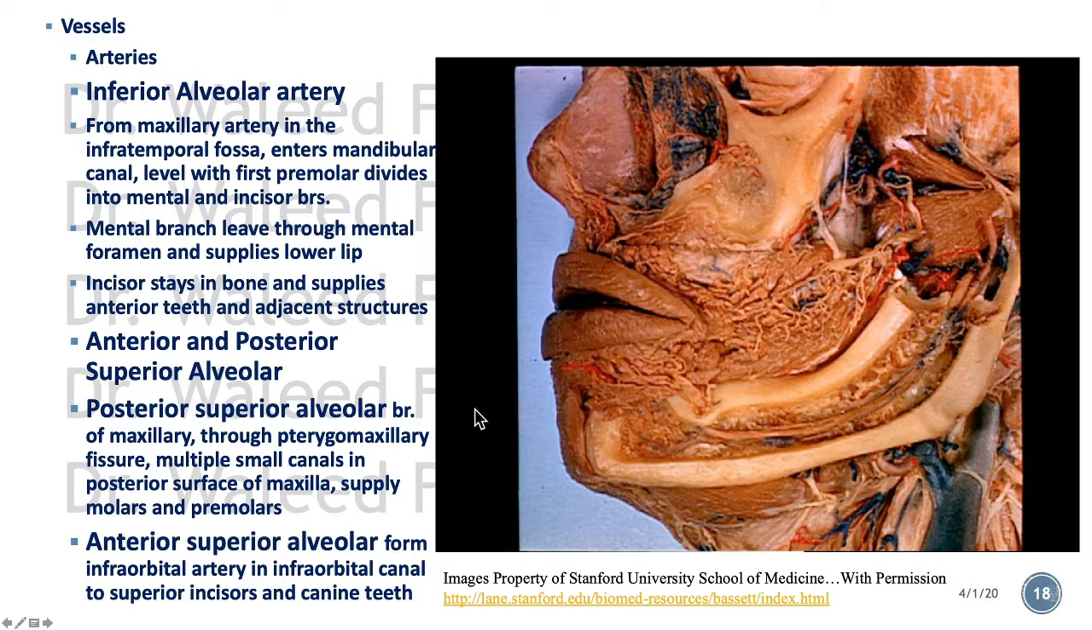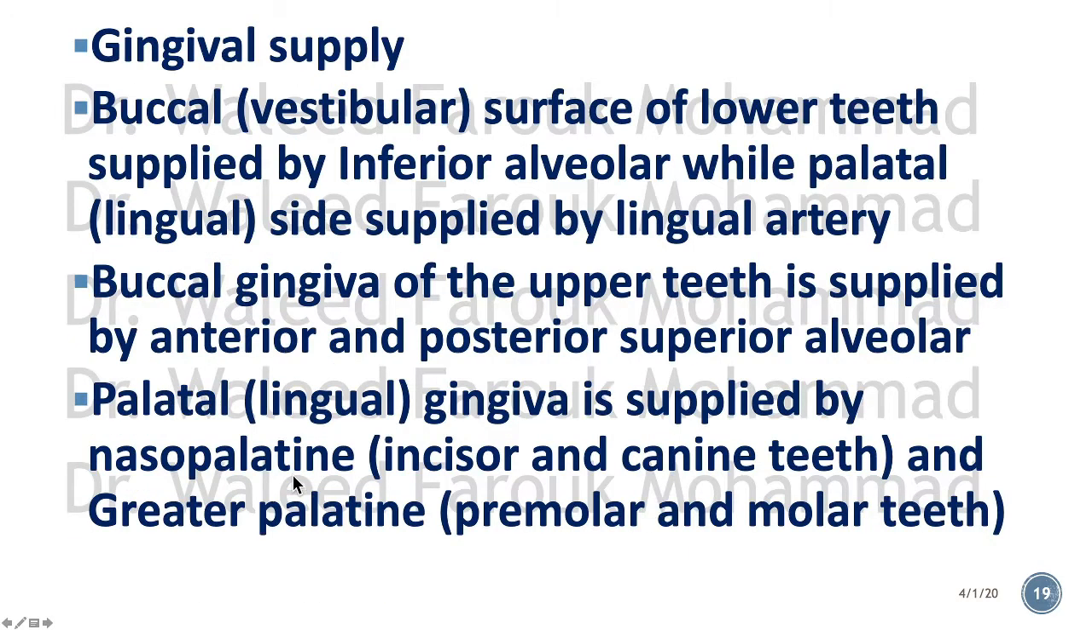Got that? It's very simple. Inferior alveolar from the maxillary artery. The superior alveolar from the maxillary artery as well, but from a branch of the maxillary artery also added. It's the infraorbital. Okay?